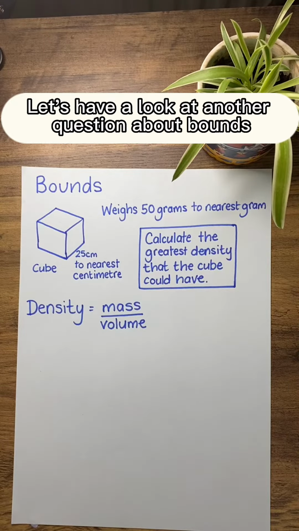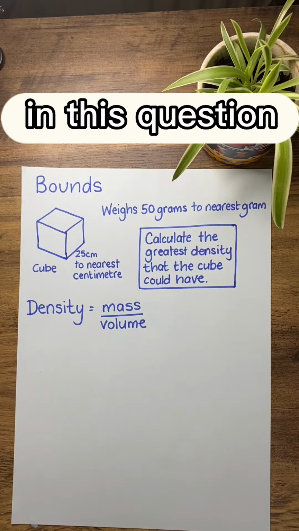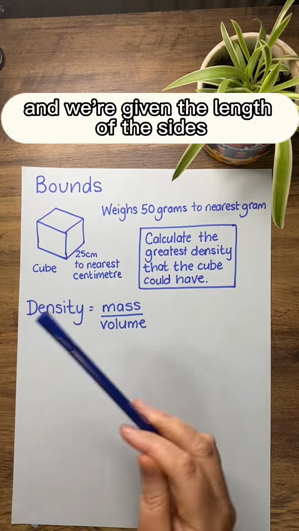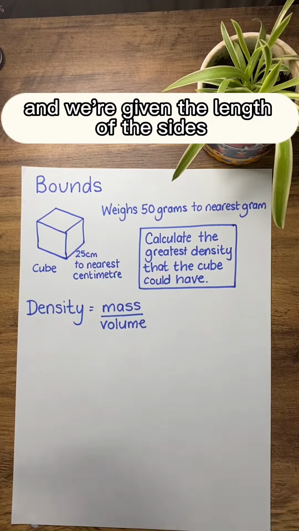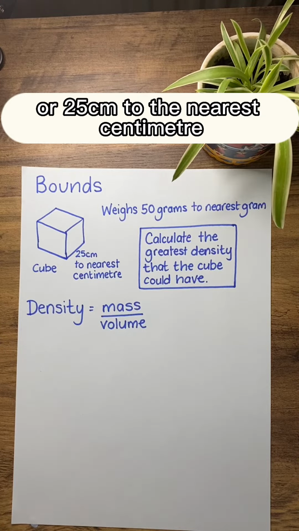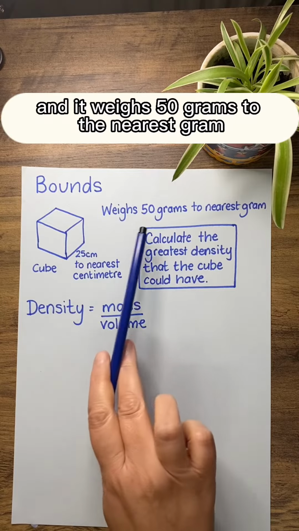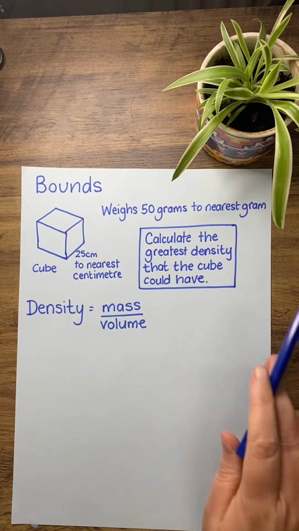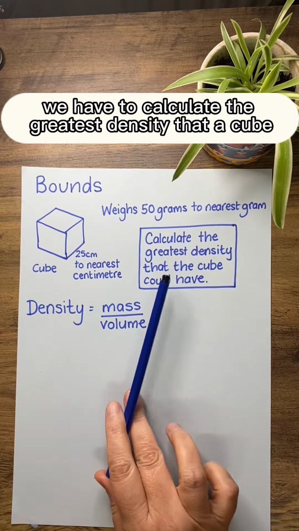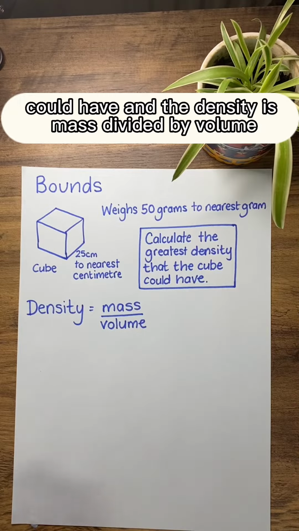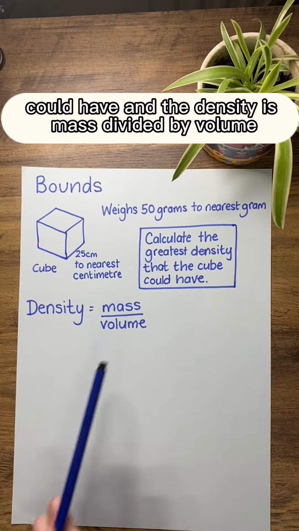Let's have a look at another question about bounds. In this question we've got a cube and we're given the length of the sides are 25 centimetres to the nearest centimetre and it weighs 50 grams to the nearest gram. We have to calculate the greatest density that a cube could have, and the density is mass divided by volume.